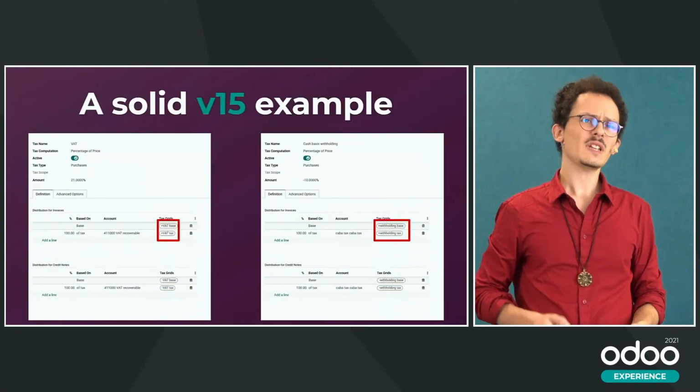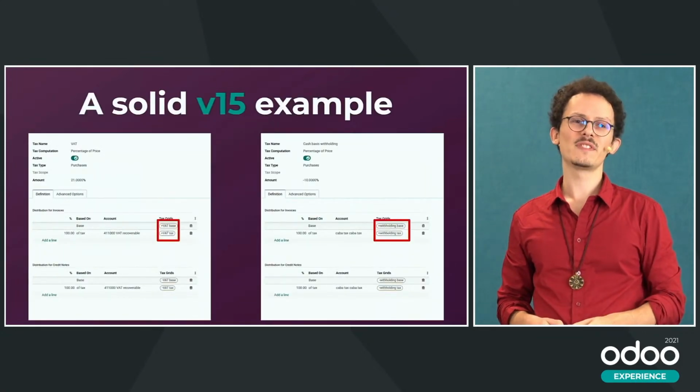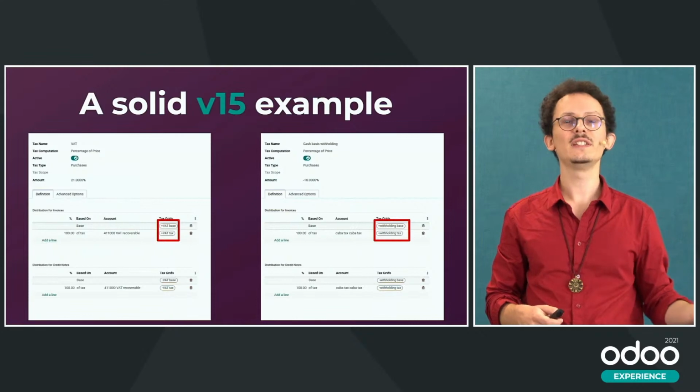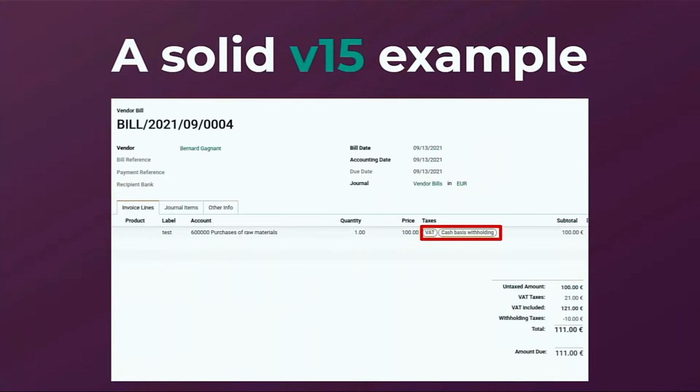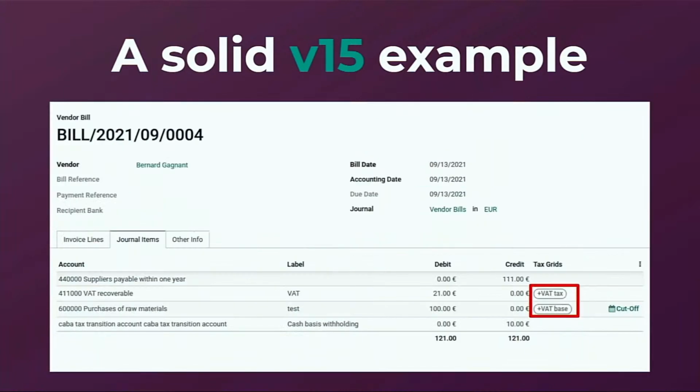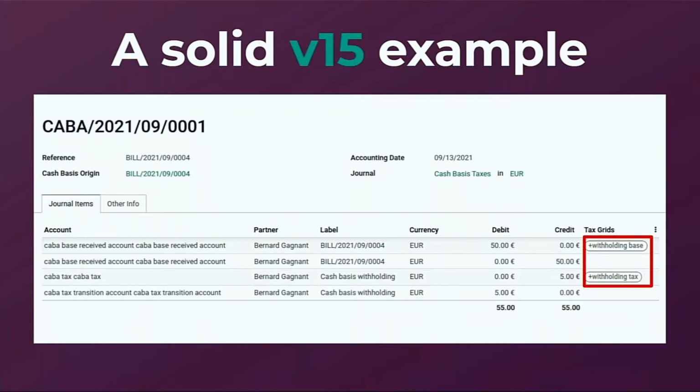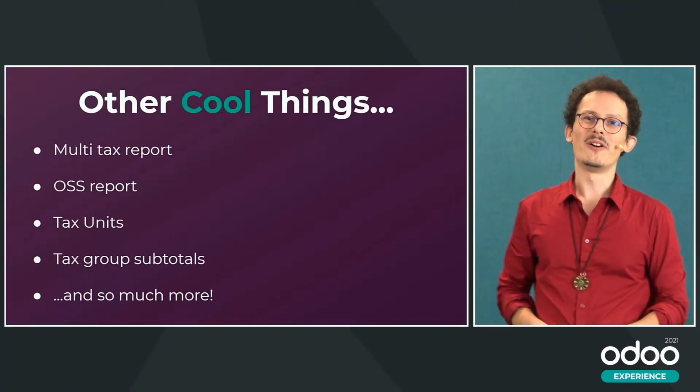And so let's just give a more solid example with combined taxes. So I have my VAT that is not cash basis, and I have my withholding that is cash basis. If I mix them on an invoice like that, and I look at the move lines, you can see that I only keep the tags from the VAT tax on the invoice, and on the cash basis move, I only keep the tags from the withholding tax. So with that, we have everything we need, and it's way clearer for the user. So that's it for cash basis.